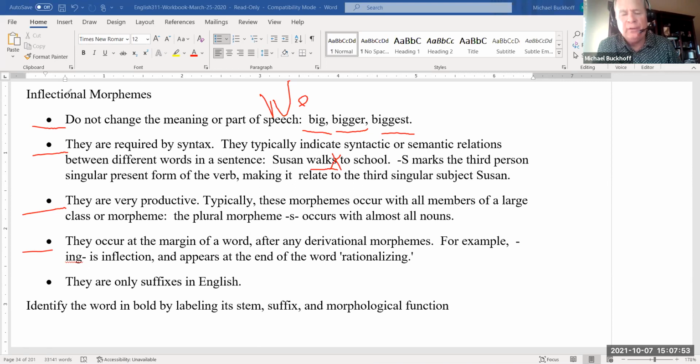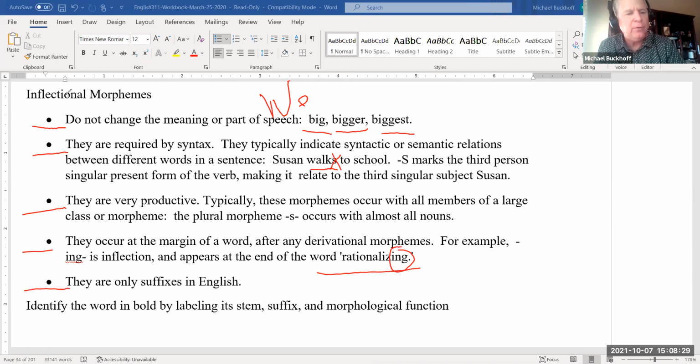Okay, number 4, they occur at the margin of a word after any derivational morpheme. This is a clue. If you have an inflectional morpheme, it will not be a prefix. It will not occur before another affix at the end of a word. So if you look at the word rationalizing, the very last part of that is the ing. That's the inflectional morpheme. You have ration, noun, rational, adjective, rationalize, which is a verb, and then finally rationalizing, which is also a verb. So it occurs at the end after all other affixes.